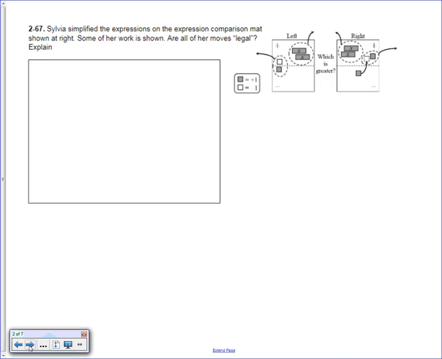Problem 67, Sylvia simplified the expression on the expression comparison mat, shown at right. Some of her work is shown. Are all of her moves legal? Explain. The answer is no. Some of them are and some of them aren't.